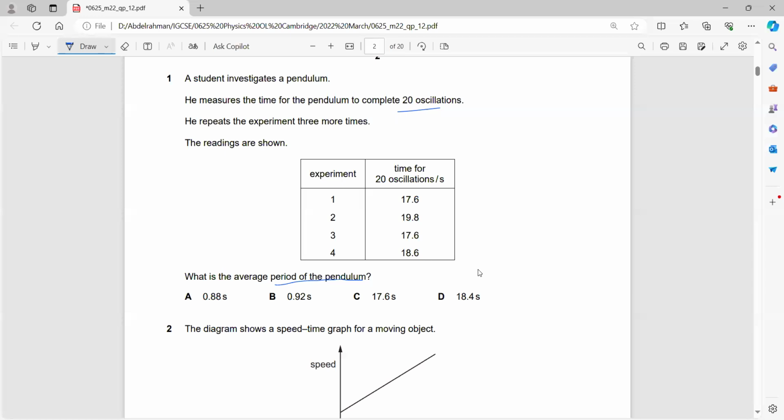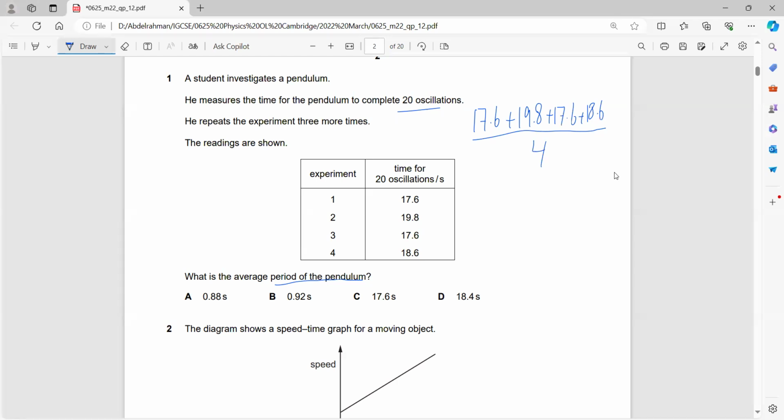How can I find the average period of the pendulum, guys? Quickly. Average, what should I do? How can I calculate the average? Average anything, not only the average period. How can I find the average of anything? We just add them up. So 17.6 plus 19.8 plus 17.6 plus 18.6, divided by, when you find the average, you add them and then divide them by their number.